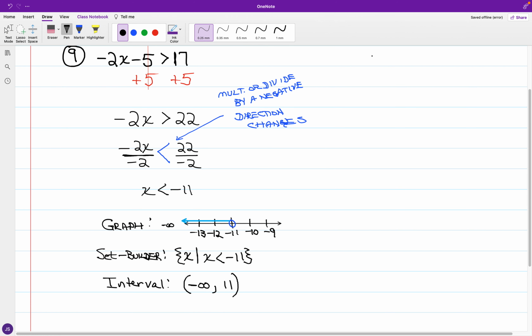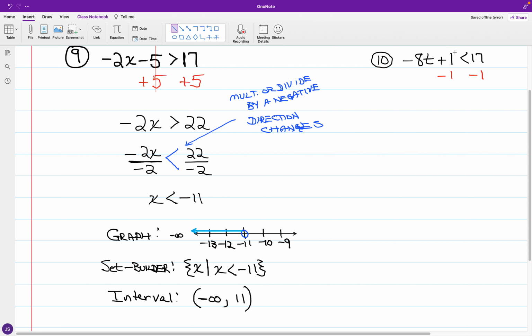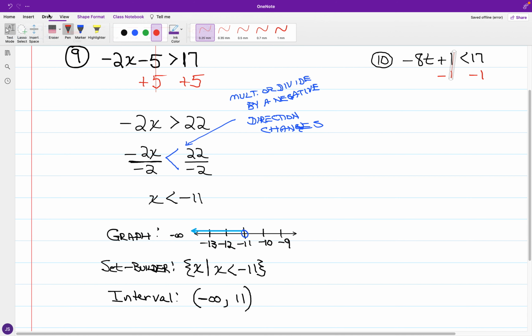All right, now changing up the variable, we have number 10, and we're looking at the inequality in terms of the variable t, where we have negative 8t plus 1 is less than 17. If we look at isolating the variable term, in this case we have a negative 8t, so I can undo the addition of 1 by subtracting that value from both sides. In the rewrite, on the left-hand side we'll have negative 8t.